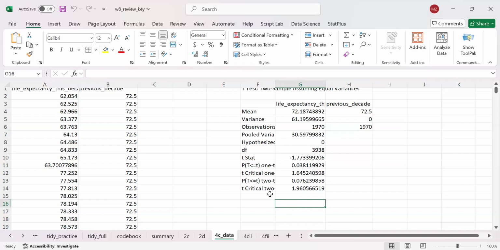So part D, now we're doing the standard errors for average life expectancy. Everyone gets the 4C that we did, the t-test? You understand it? Any questions? Good.